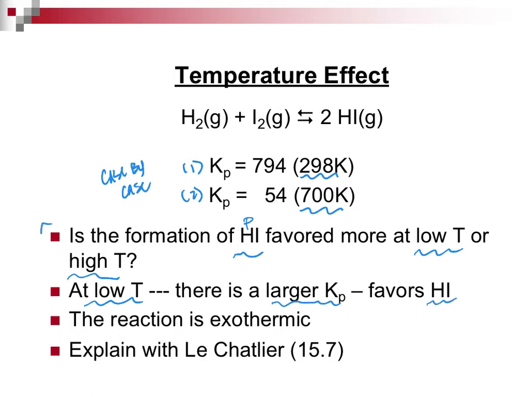So this is what we're teaching at this point. But as we go deeper into the chapter, we'll talk about Le Chatelier. I'm going to add in something that I know: if I add heat, I am going to see a shift to the left. That's essentially what happens when I increase the temperature to 700 K.